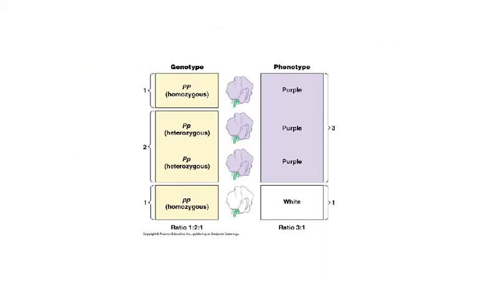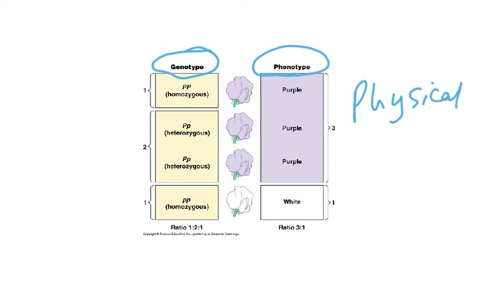Then another definition is genotype and phenotype. Very easy to remember: phenotype is the physical features, what you can see. So you can see this is a purple flower or a white flower. If I say purple, this would be a phenotype, physical features. So the phenotypes will be purple, purple, purple and white.